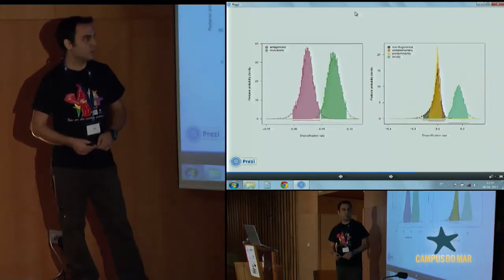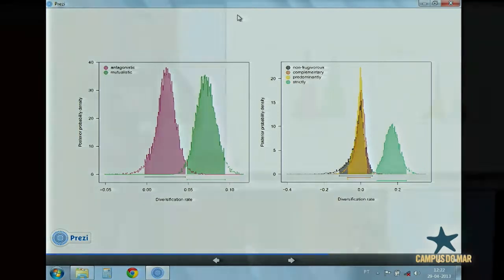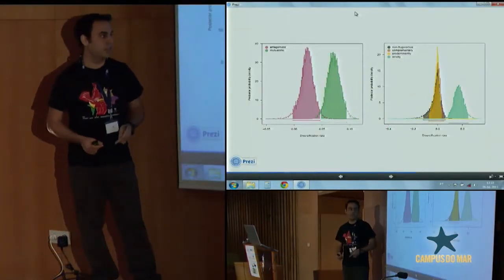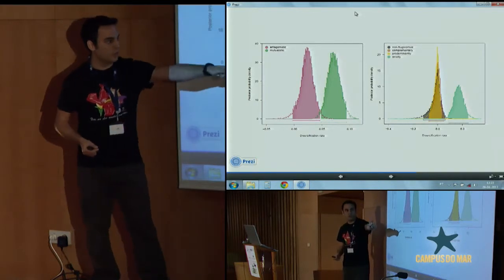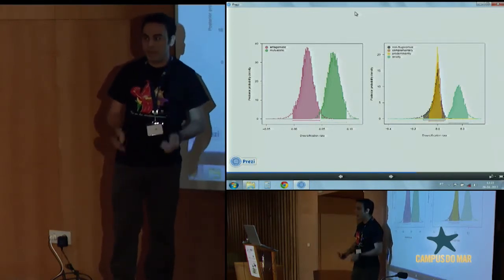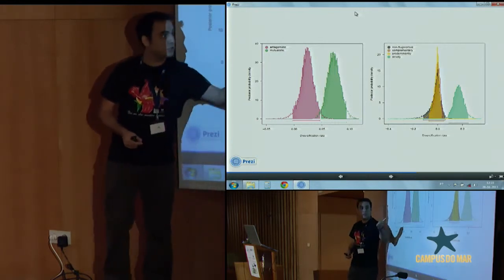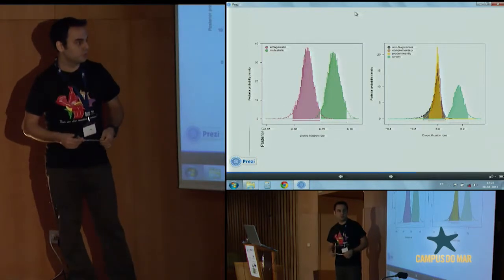We found, as you can see in this plot, that mutualistic lineages show higher diversification rates than antagonistic lineages. This pattern was consistent both for mainland and Antillean genera. And also, if you go to the other graph, you see that strict frugivores show the highest diversification rates compared to the other genera classified in the other 3 groups.